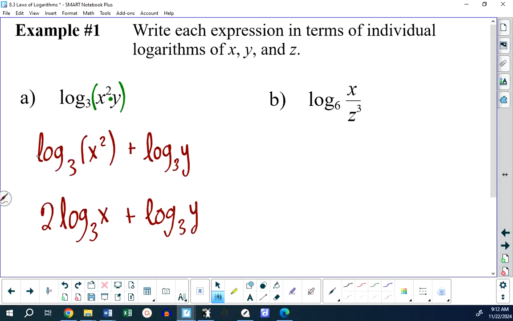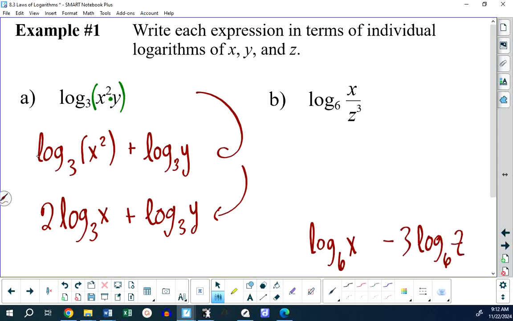And what I said to begin with is I think it's a simple matter to go from the top to the bottom here. Would you agree? In fact, if I look at b here, this is going to be log base 6 of x minus 3 log base 6 of z. Because it's a logarithm of a quotient, it's the logarithm of the numerator minus the logarithm of the denominator.